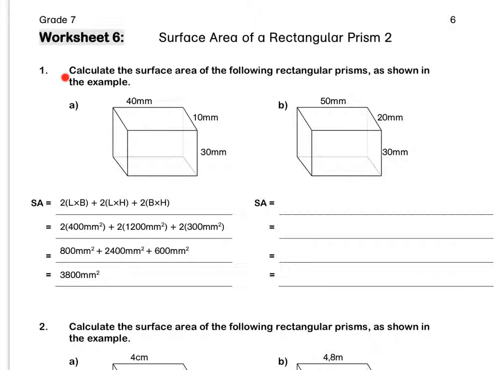Worksheet 6. Calculate the surface area of the following rectangular prisms. Now we have bigger numbers, so we have our formula as usual. Now we have 2 times 40 times 10, which is 400, plus 2 times 40 times 30, which is 1200, plus 2 times 10 times 30, which is 300. Then we double each of these as follows. Make sure of your zeros, and we add up to get our final answer. Press pause to do exactly the same for question B.